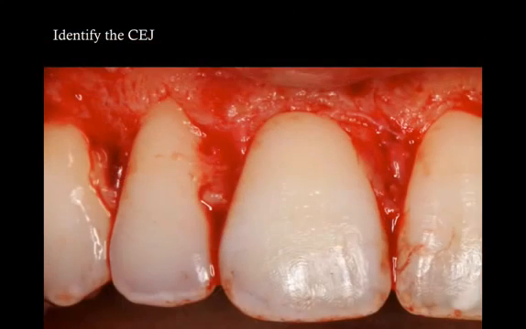So what we're going to see next and visualize is identifying the CEJ. It's not always easy, but it's important to look at it, because many times for patients with delayed active eruption, the bone will be at the CEJ level, which is abnormal. It's too incisal. Sometimes even covering the CEJ.